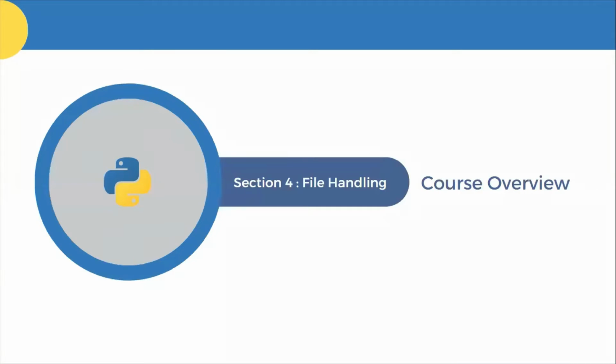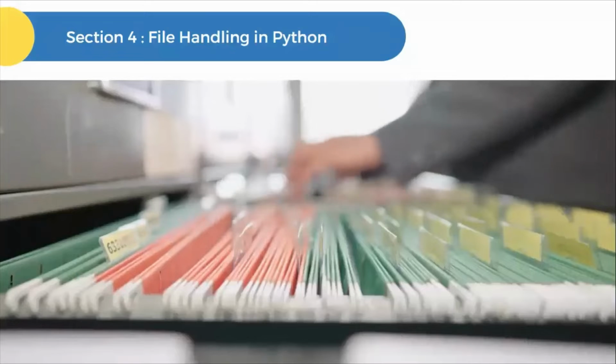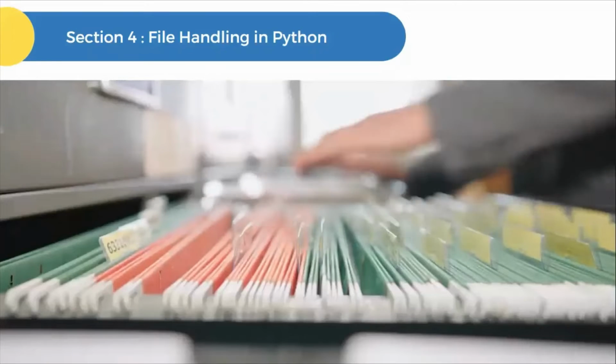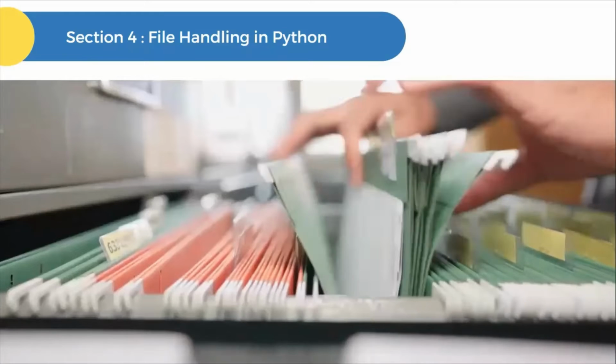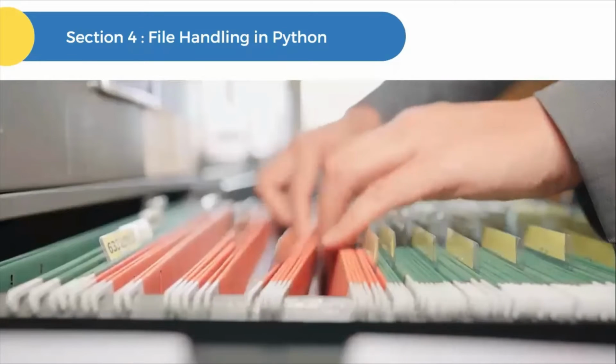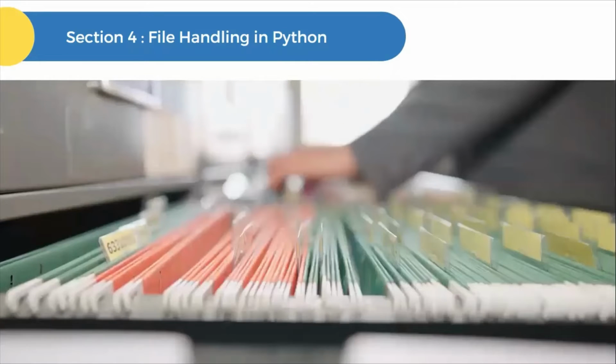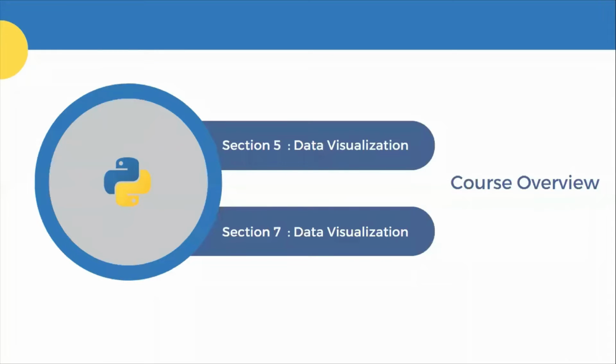Section 4 is all about file handling. Now, this section helps you to handle various files in Python like CSV, JSON, HTML, and how you work with these files. Moving on further, we have got section 5 and section 7 here.